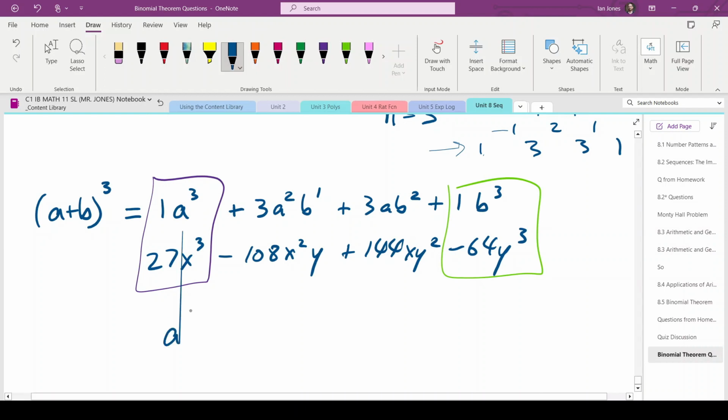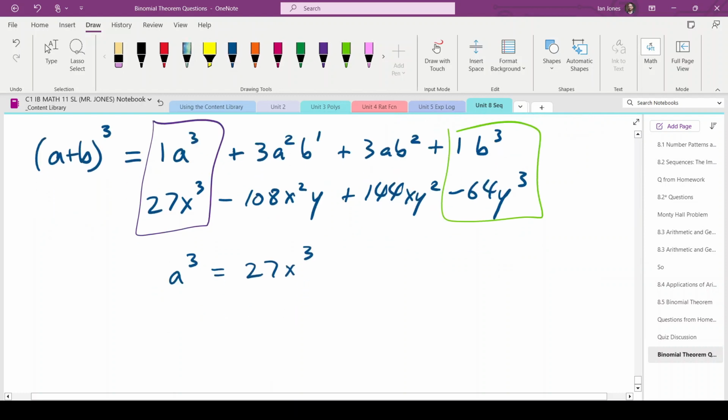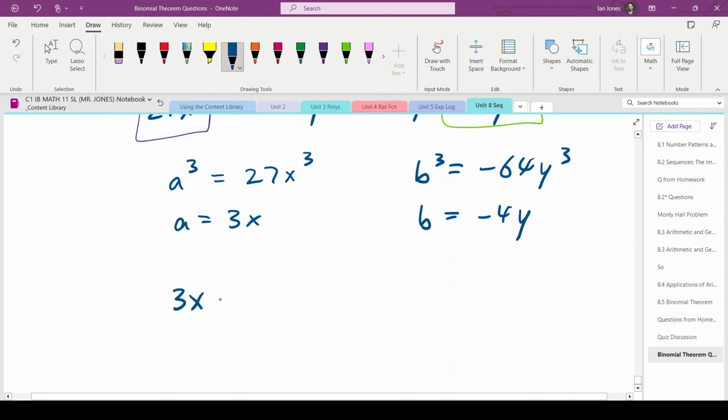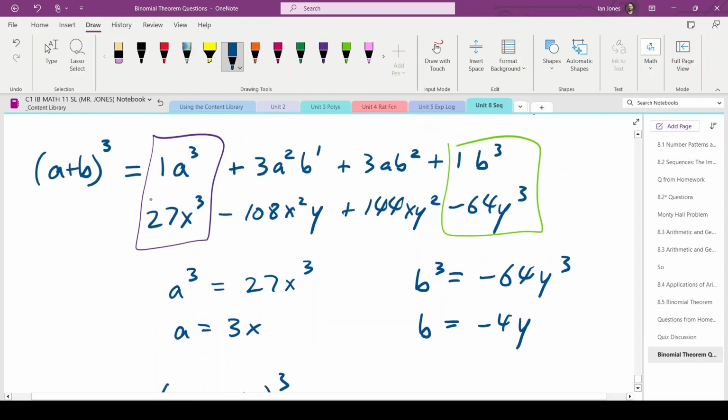So I have that a cubed equals 27x cubed. So in other words, if I take the cube root of both sides, a equals 3x. No doubt about it. And I also have that b cubed equals negative 64y cubed. So if I take the cube root of both sides, I have that b equals negative 4y. No doubt about that either. So in fact, this is quite simply (3x minus 4y) cubed.